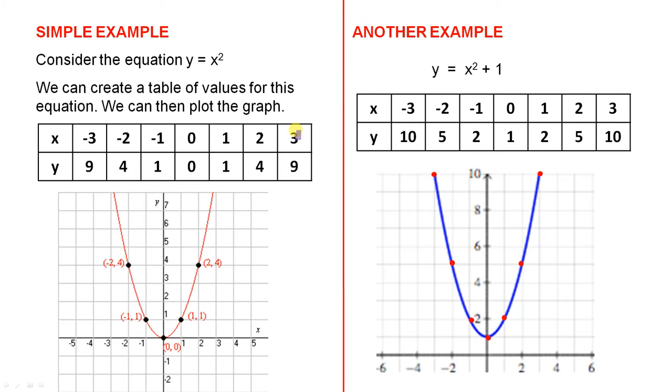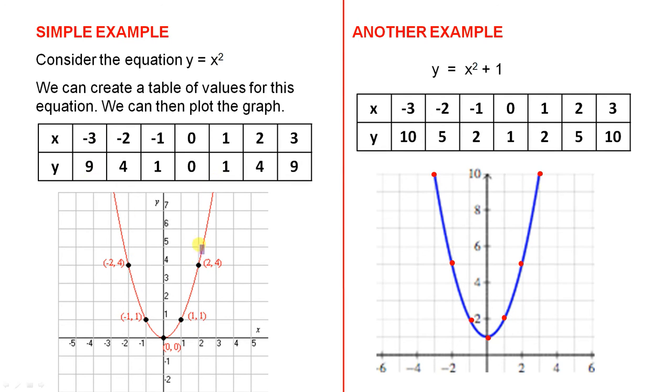If we substitute the values of x in one at a time, remembering y equals x squared. So to obtain the y value, just square the x value. 3 squared is 9. 2 squared is 4. 1 squared is 1. 0 squared is 0. -1 all squared. That's what this means. You have to square whatever the x value is. So -1 all squared is 1. -2 all squared is 4. And -3 all squared is 9.